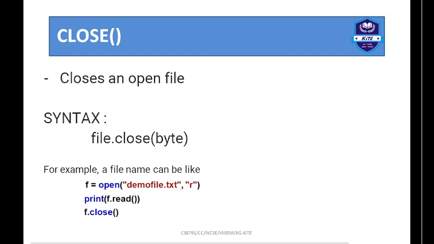In order to close the file, the method called close is used. So the syntax is name of the file handle dot close. So we are just closing it. Here is an example. We just open this demo file dot txt in read mode. After opening, we perform some read operation using the read method. After performing read, we are closing it.